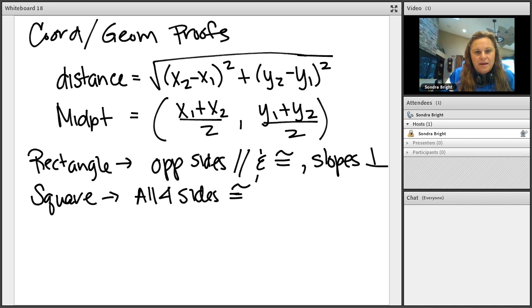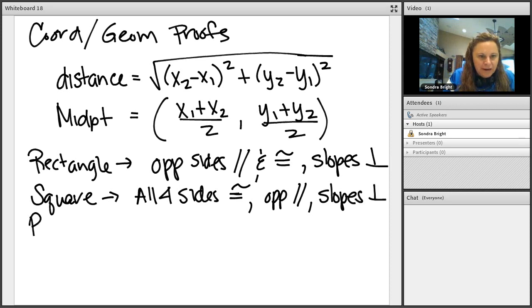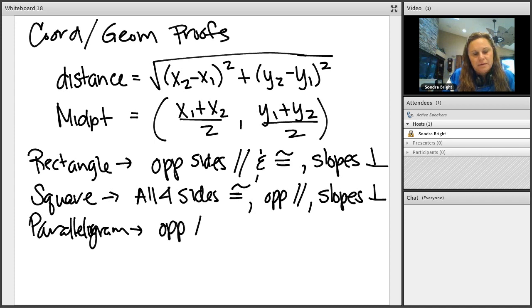And then you're going to have opposite sides are parallel, and you're going to have slopes that are perpendicular. A parallelogram has opposite sides that are parallel, and opposite sides are congruent. But their slopes aren't perpendicular. That's the difference with the parallelogram. They don't have to be that.